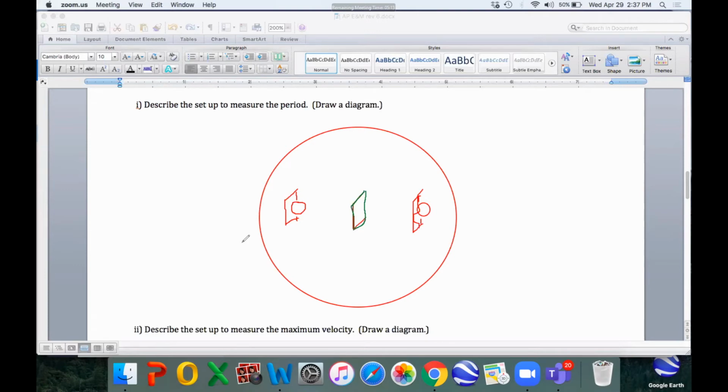Okay, now here comes a variation on this. What would you do to measure the maximum velocity? Dan, hold on, let me erase this first. First, where do you want to start the puck? At the outside. Yep, I'll start it at the maximum.